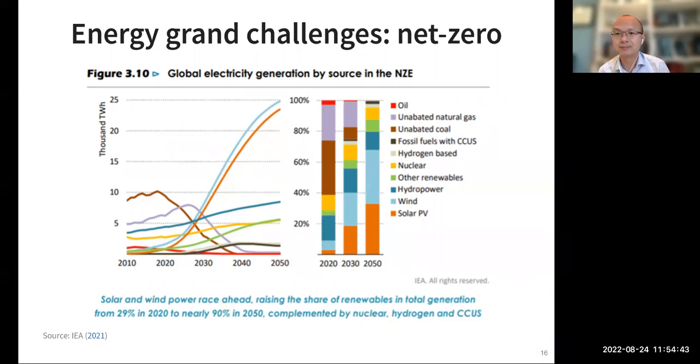This would require a fundamental change in how we generate electricity, how we use our energy, how we transform our transport system, industry, international travel, all those energy consuming sectors. That would need a revolution. You can say it's an energy revolution, from supply to demand to the transformation of sectors.